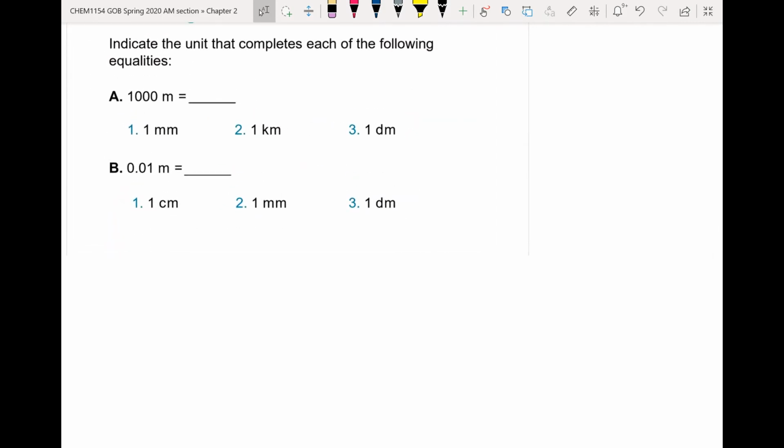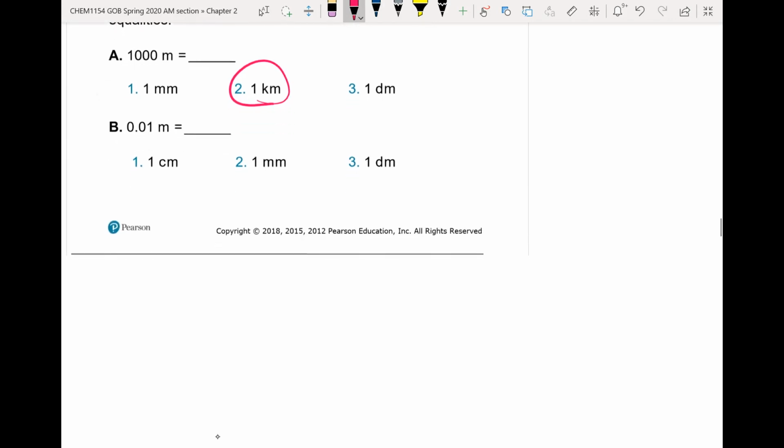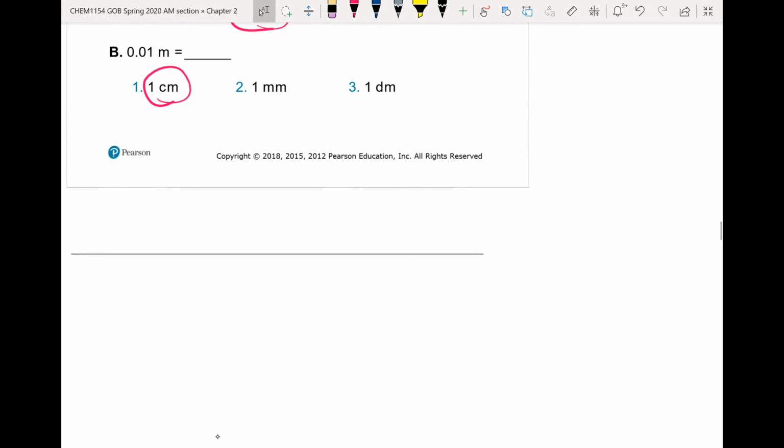All right, let's do these two. 1,000 meters is how many kilometers? 1, 2, or 3? 1,000 meters. You have 1,000 of something. 1,000 always means kilo. 1,000 meters is 1 kilometer. 0.01 meters, 1/100th of something. One 1/100th. Centi, exactly, 1 cm is 1/100th of a meter.